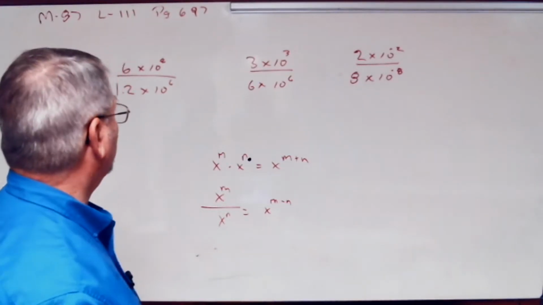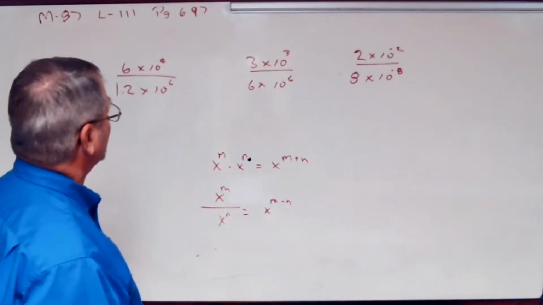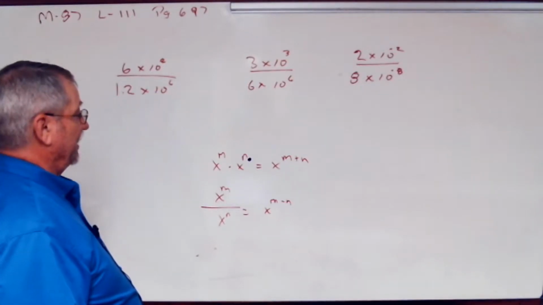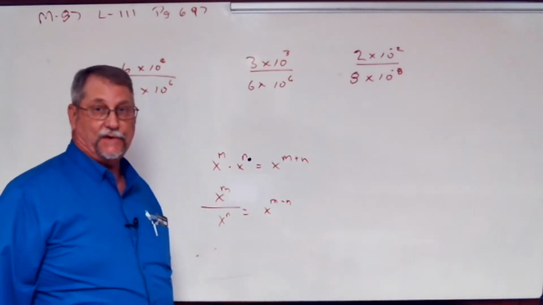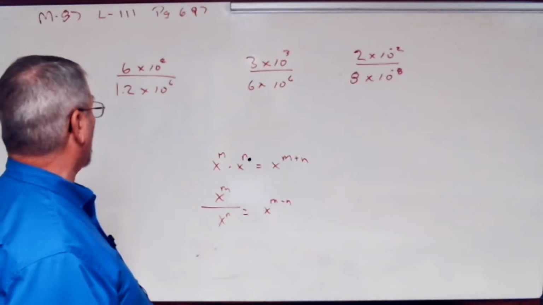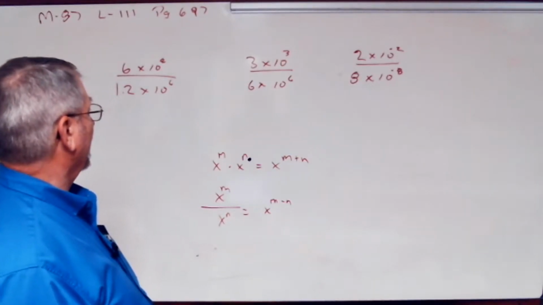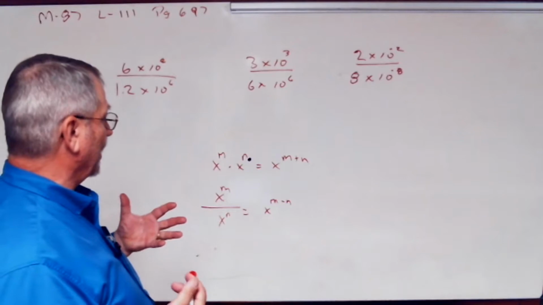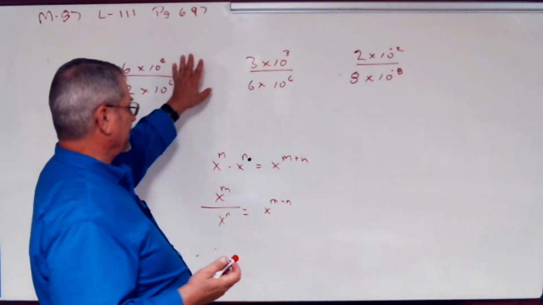All right, Math 87, Lesson 111, page 697. This is dividing in scientific notation. This is something I'm pretty sure you're already doing, but we're just going to go over it again, make sure you get this locked in.